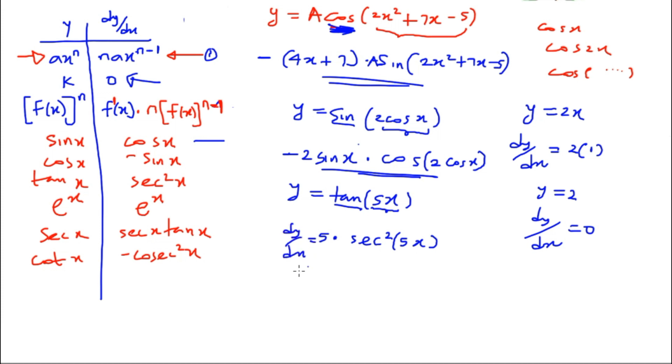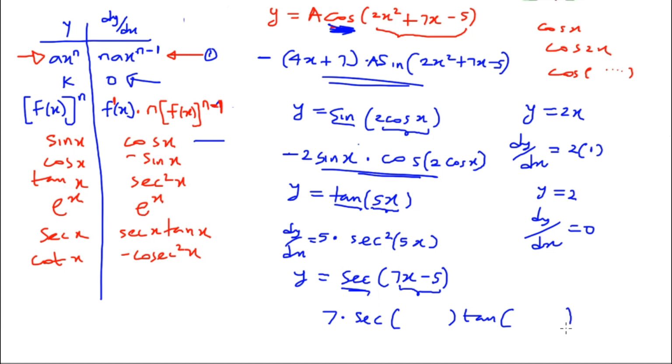Let's say I have another function, y equals sec of 7x minus 5. The dy/dx will be that you differentiate what is inside the bracket, which will be 7, dot. If you differentiate sec, that will be sec of that particular thing, then tan of that particular thing. Just like when we differentiated sec x, we had sec x tan x. So if I don't have x here, I won't have x here, and I won't have x here. What I'm supposed to have here is 7x minus 5, 7x minus 5.